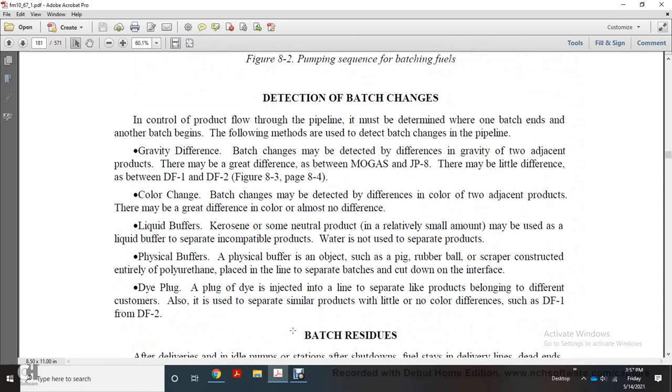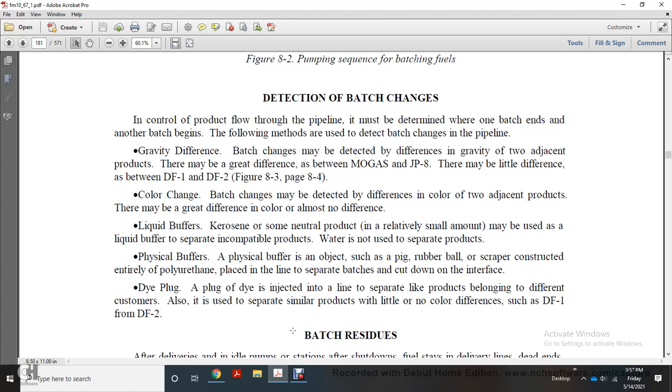Detecting batch changes. The control of the product flow over the pipeline must be determined from one batch to another. Begin with the flow method to detect the batch changes. Pipeline gravity difference: both change and are detected with the difference. Gravity of two adjacent products may have a greater difference, as between MoGas and JP-8. There may be little difference between diesel fuel 1 and 2.